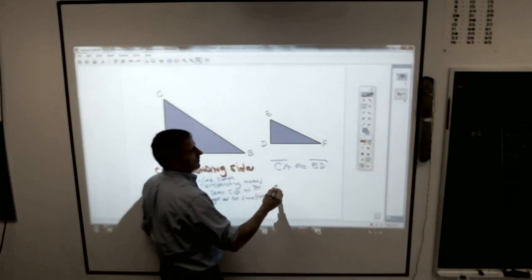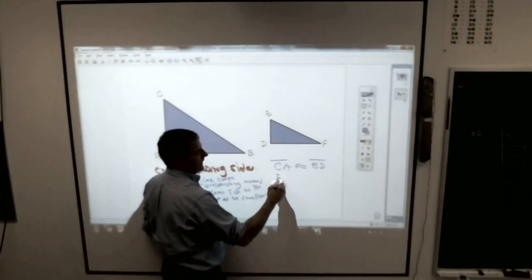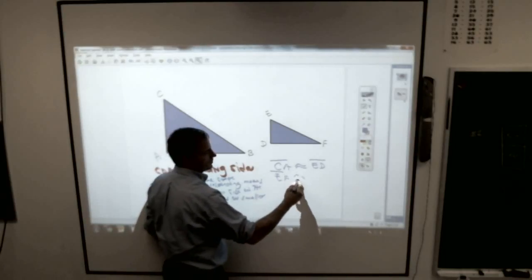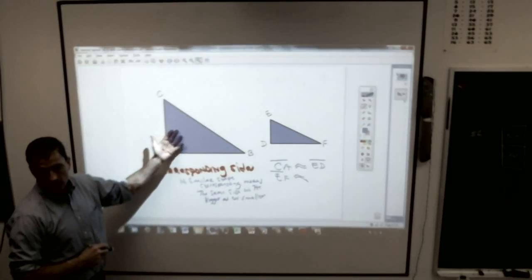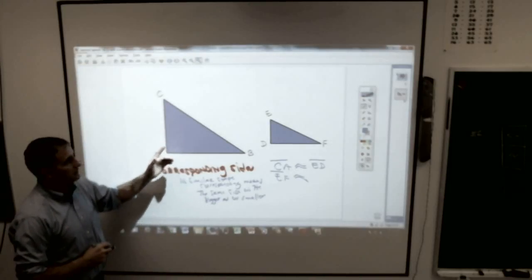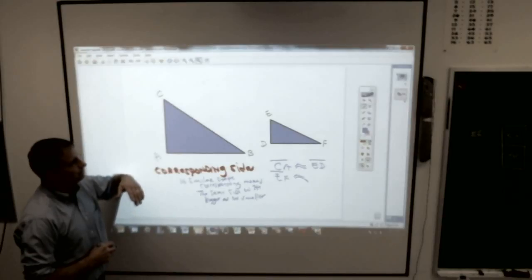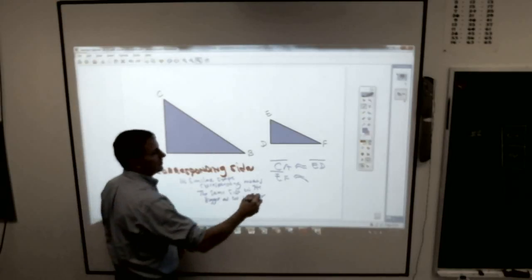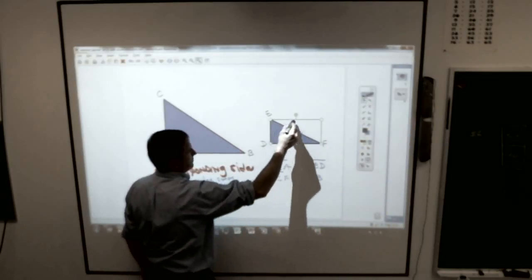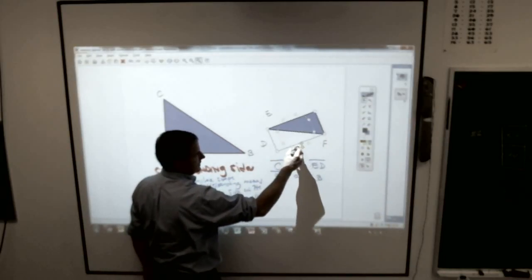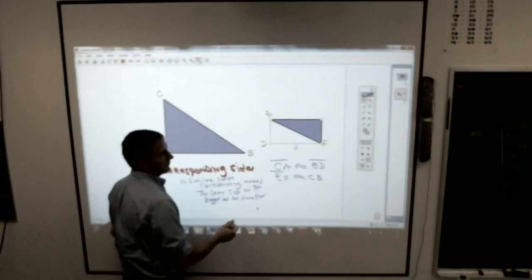Or if I said corresponding EF on the little triangle corresponds to what side on the bigger triangle? It's the longest side, which is what? CB. Okay, and you have to be careful because the book will at times take it and spin that around. It's not like it's always going to be in the same position there.